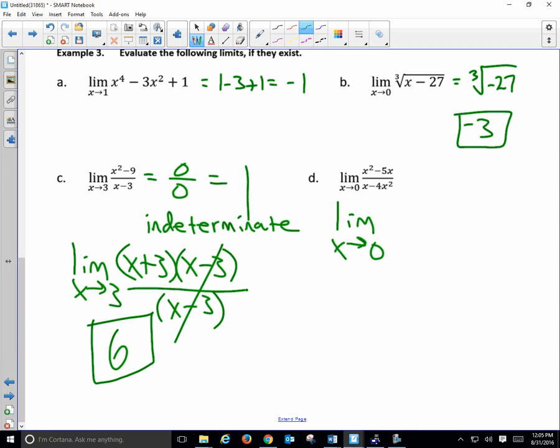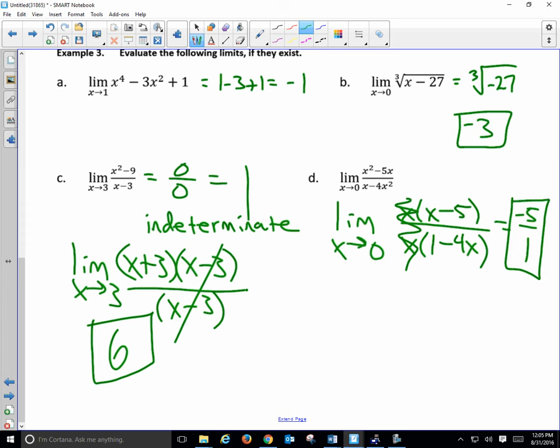So I get 0 over 0, so I have to factor out x. What happens? The x's go away. Can you plug in 0 now? You get negative 5 over. Awesome. Flip it.